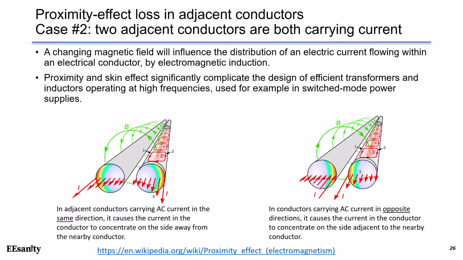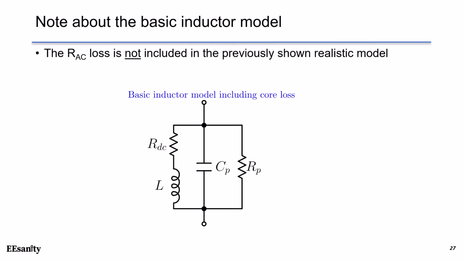Proximity and skin effects increase power losses in transformers and inductors operating at high frequencies, which are usually used in switch mode power supplies. Note that RAC loss is not included in the inductor realistic model.